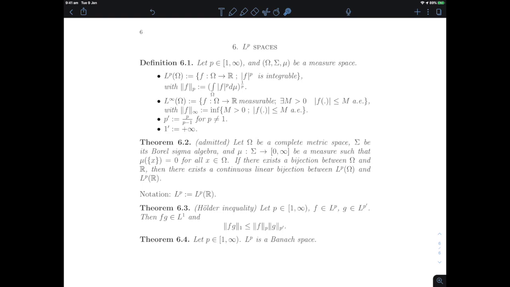Now, the key thing we're going to do in this chapter is show a concrete example of the duality of Banach spaces we've been discussing before. So we'll be computing the dual of LP, and we'll see that the dual of LP is LP prime. And what is p prime? It's the conjugate exponent of p, and it's defined as p divided by p minus 1, as long as p is not 1. And when p is 1, then we'll define 1 prime to be plus infinity.